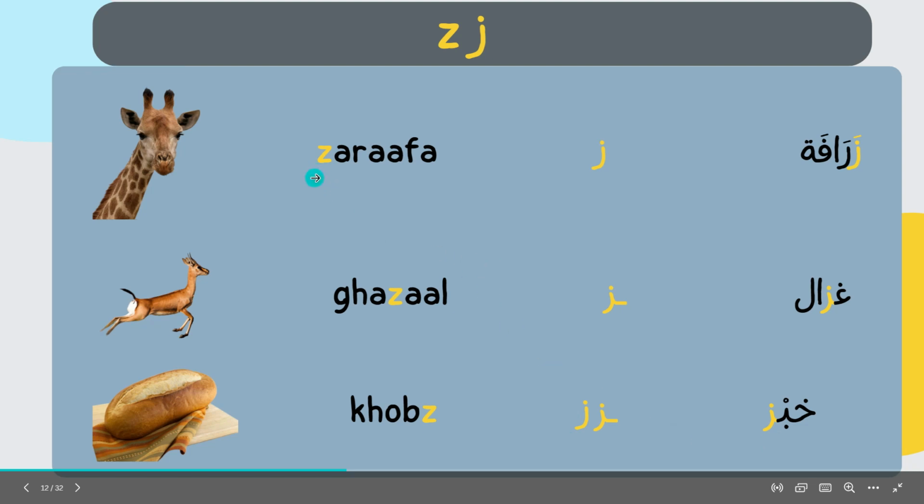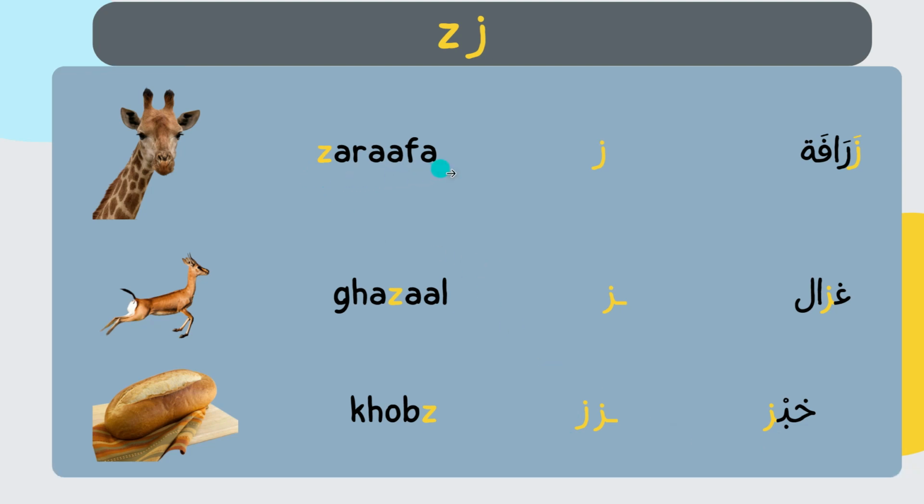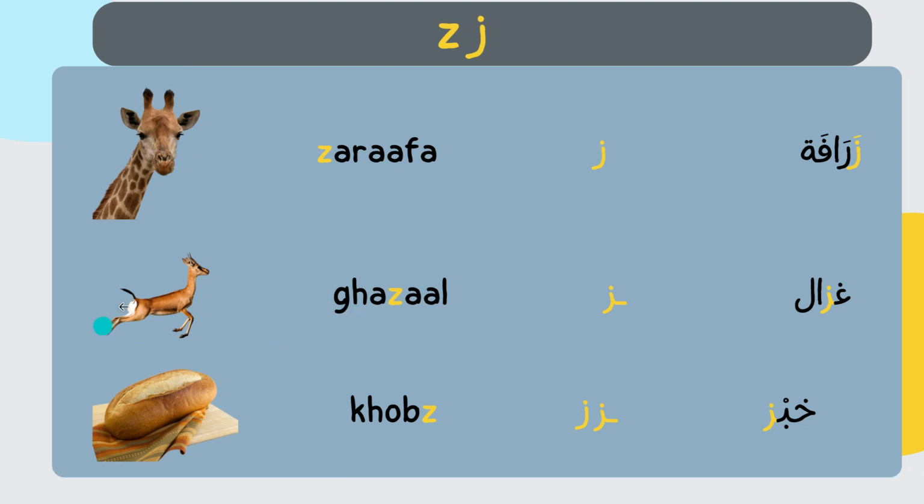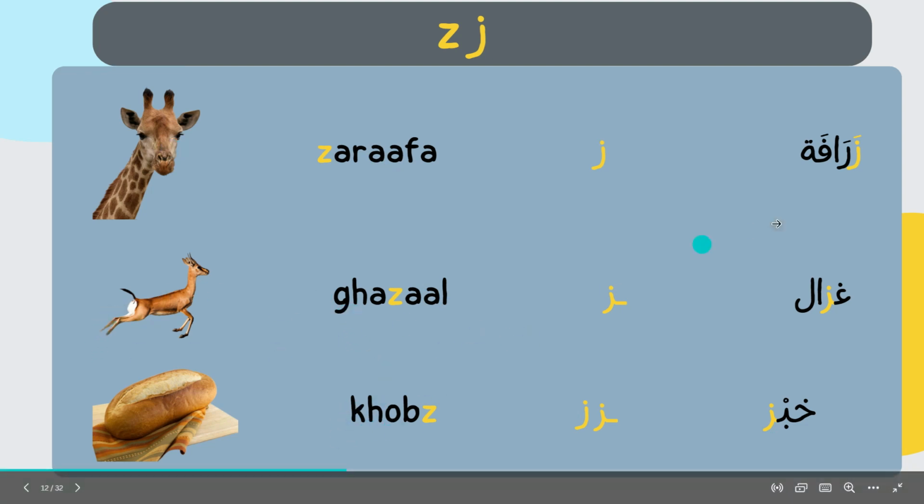Now your turn to read the first word. زرافة, زرافة. Second word, your turn. غزال, غزال. Third word. خبز, خبز. زرافة is giraffe, غزال is gazelle, and خبز is bread.